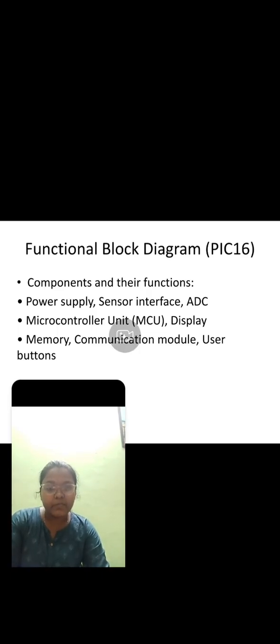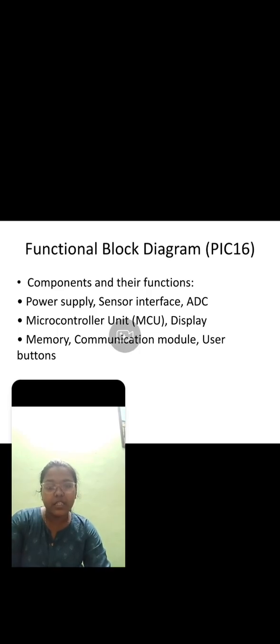Then we have the LCD display. The display range will be 32 mm in some devices or 16 mm in others, depending on the device. The LCD display is the most common component, used in each and every device. Then we have flash memory, to store our data, not to display it. Then the communication module, so that we receive SMS on our mobile phones.